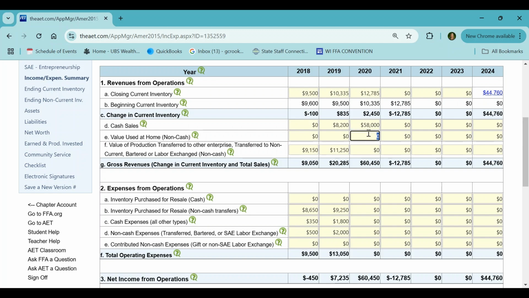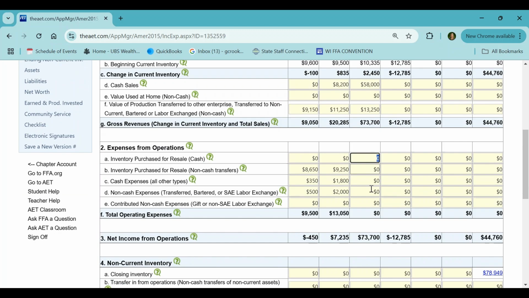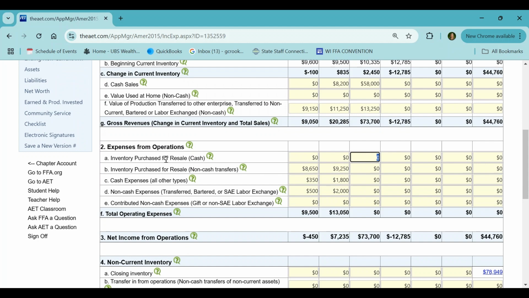Okay, and then the 1F is their barter, and it's $13,250. And then you'll notice they didn't have any inventory purchased for resale that they paid cash for. These were all bartered. But if you were to go out and buy a steer with your own cash, then you would put it on line 2A. Or if you went and bought a market lamb that you're going to sell with your own cash, you'd put that value on 2A.